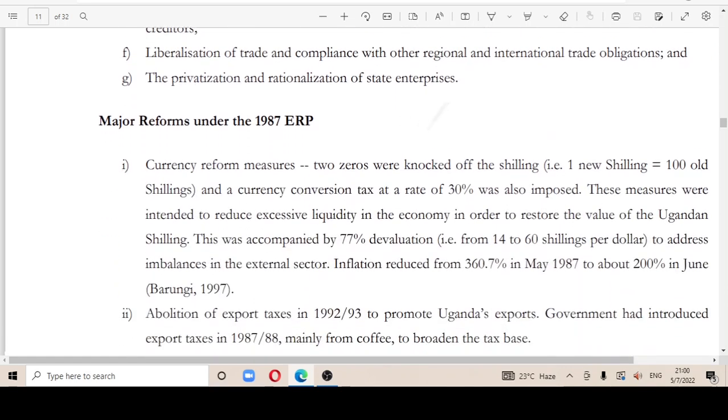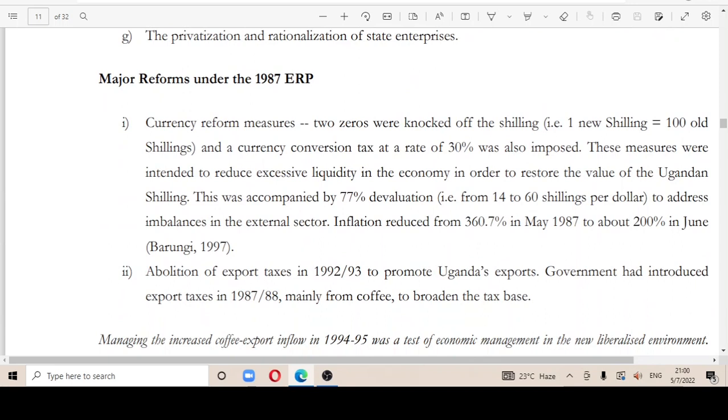Then we are looking at the major reforms under the 1987 ERP. We have the currency reform measures, where the first thing they did was to knock two zeros off the shilling. For example, 1 shilling was equal to 100 old shillings. So in other words, the shilling increased its value. And a currency conversion tax at a rate of 30% was imposed to reduce excessive liquidity in the economy.